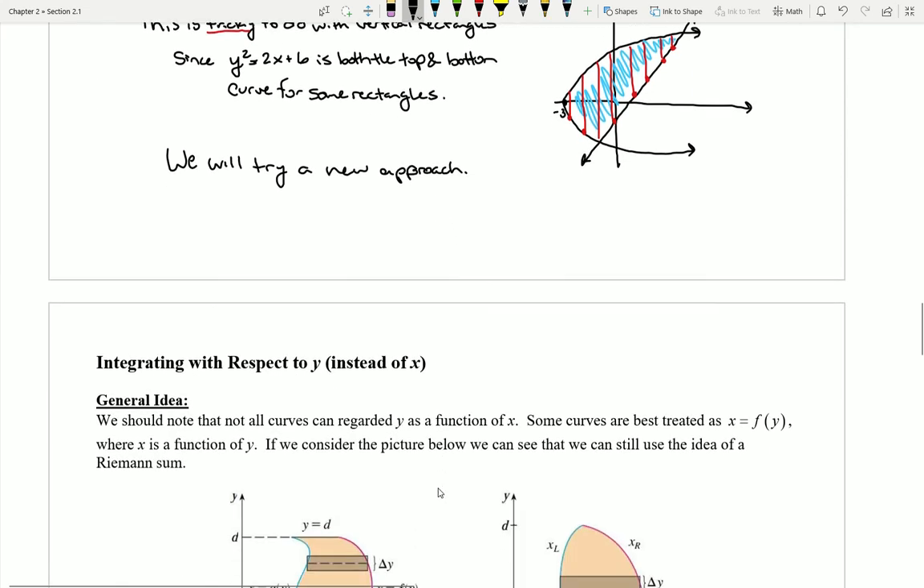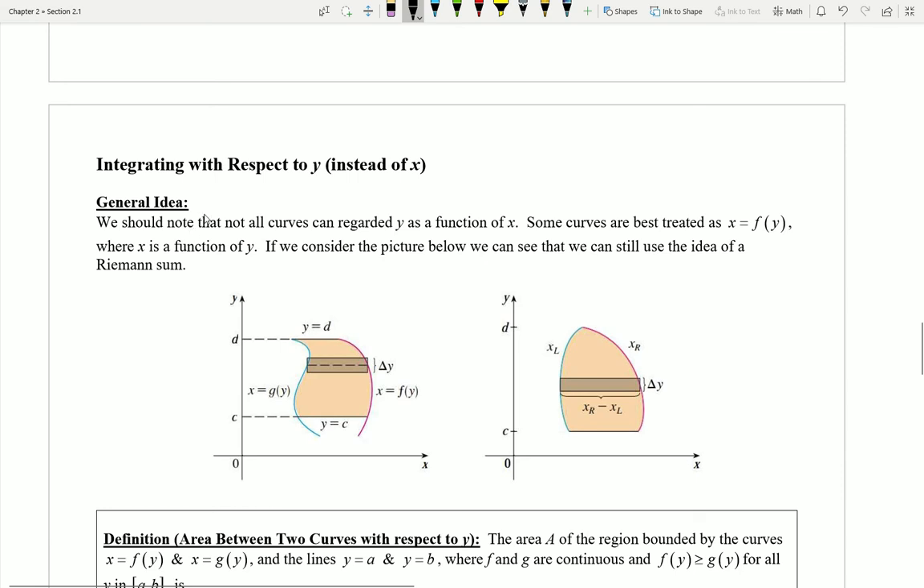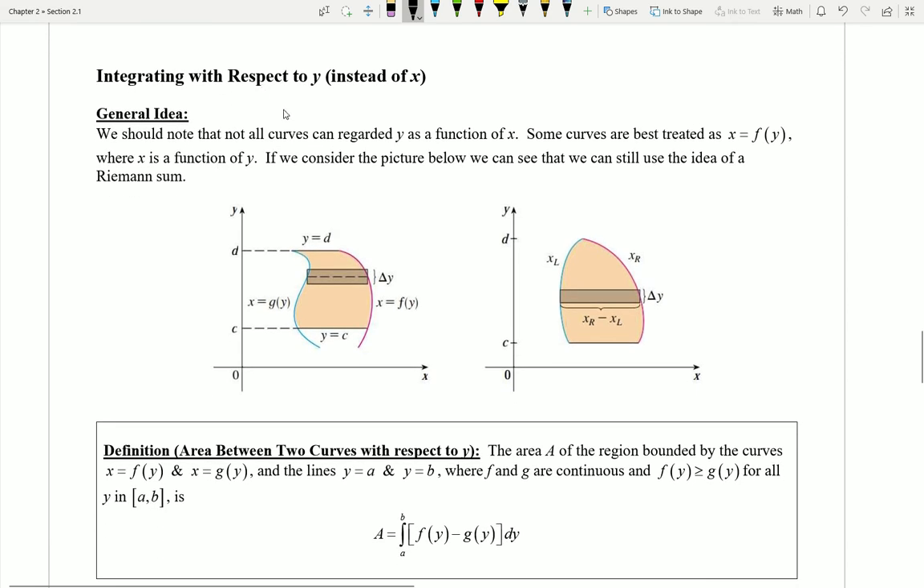So let's take a look here at the next page. We're going to talk about the idea of integrating with respect to y as opposed to integrating with respect to x. Now typically when we say that we're integrating with respect to x, we're thinking of having a dx problem where I have widths of rectangles going in a horizontal direction, and so my rectangles were shaped vertically, kind of like the pictures up here.